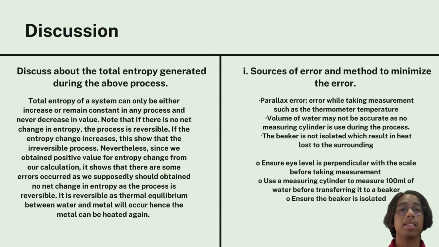Total entropy of a system can only be either increased or remain constant in any process and never decrease in value. Note that if there is no net change in entropy, the process is reversible. If the entropy change increases, this shows that the process is irreversible. Nevertheless, since we obtain a positive value for entropy change from our calculation, it shows that some errors occurred, as we should obtain no net change in entropy, as the process itself is reversible.